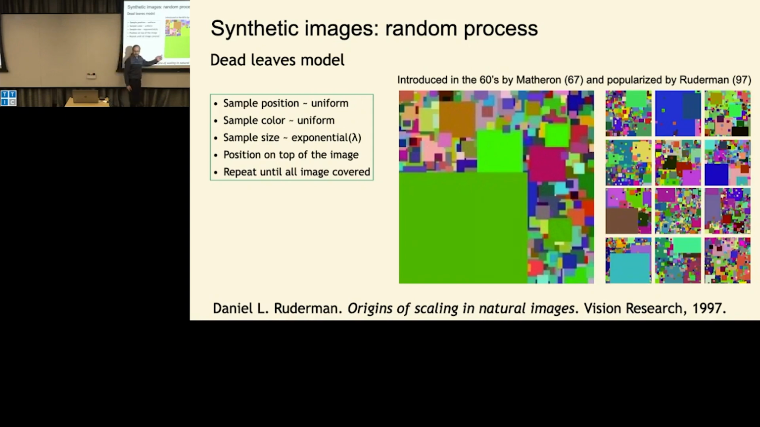And in this case, the leaves are just squares. So they are falling on top of each other, forming an image like this one. So these are different samples from this dead leaves model. Very simple process, very easy to write the script, and you can generate as many as you want. Very cheap. You want 1 million of them, you got it.